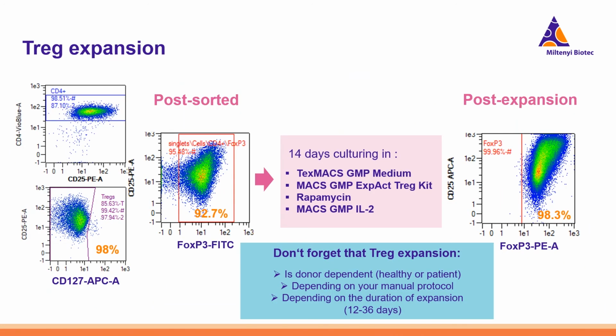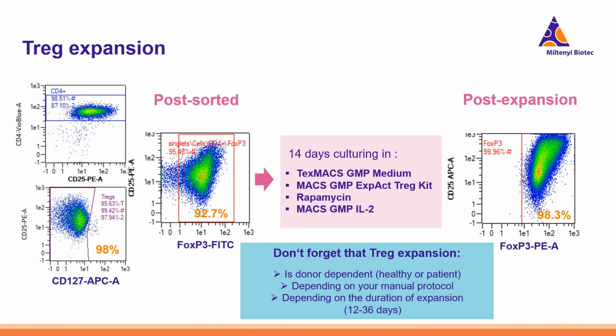Here you can see the post-sorted fraction of Tregs with 98% CD25 positive and CD127 negative, and also 92% CD25 and FOXP3 positive. And after cell expansion for 2 weeks using TexMax GMP medium, Max GMP Expect Treg Kit, rapamycin, and Max GMP IL-2, we reached 98.3% CD25 FOXP3 positive cells, which is a great yield according to the expansion rate. Purity and functionality of your final Tregs are really great.